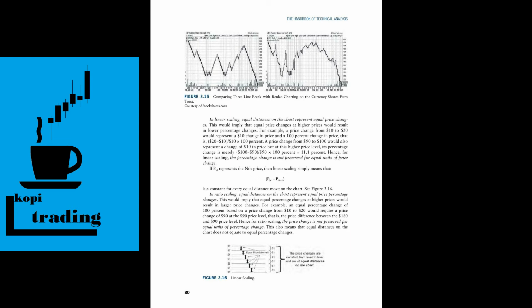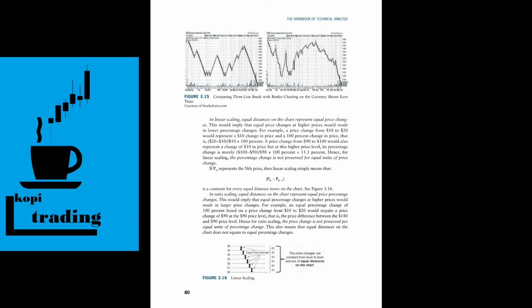In linear scaling, equal distances on the chart represent equal price changes. This would imply that equal price changes at higher prices would result in lower percentage changes. For example, a price change from $10 to $20 would represent a $10 change in price, a 100% change, that is, $20 minus $10, divided by $10, times 100%. A price change from $90 to $100 would also represent a change of $10 in price, but at this higher price level, its percentage change is merely ($100 minus $90) divided by $90, times 100%, which equals 11.1%. Hence, for linear scaling, the percentage change is not preserved for equal units of price. If PN represents the north price, then linear scaling simply means that PN minus PN-1 is a constant for every equal distance move on the chart.